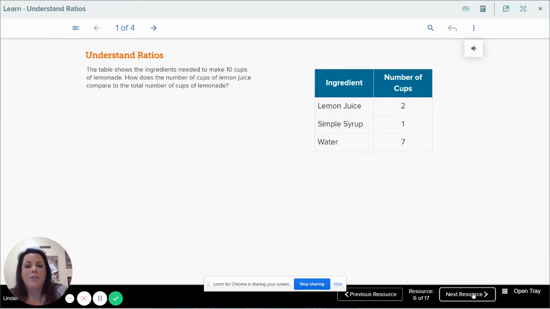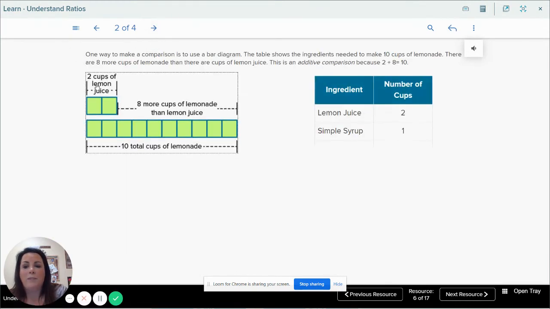So if we have 2 cups of lemon juice, we would then look at how much is their total amounts of liquid, right, that we would use. So remember, we're using 10 cups. So we would be comparing 2 cups of lemon juice to the total, which is 10 cups of lemonade. Okay?